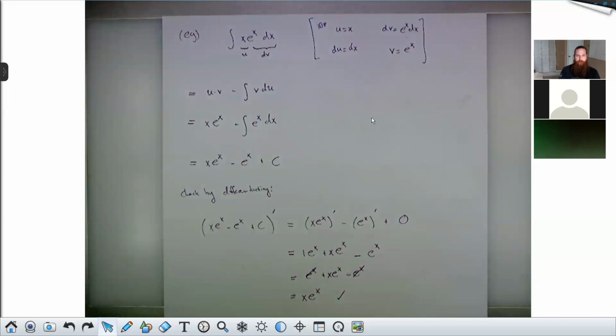Yes, Pablo, yes. Yep, that's the recipe. The recipe is that the integral of u times dv is always equal to u times v minus the integral of v times du. So the products there always go this times this minus the integral of this times this.